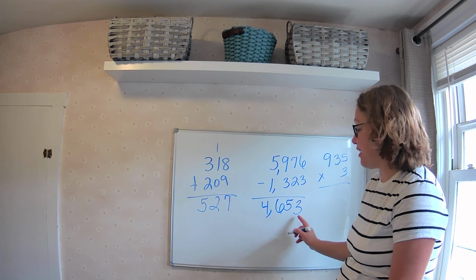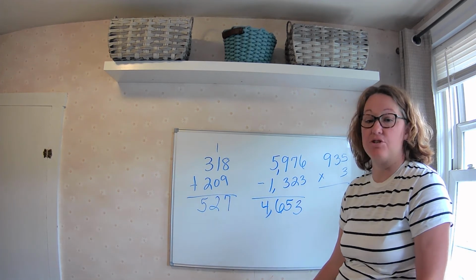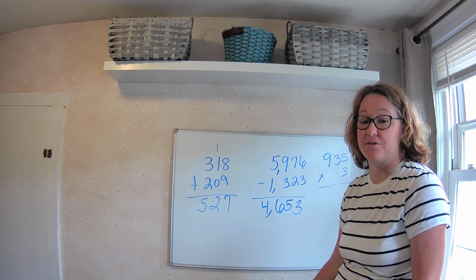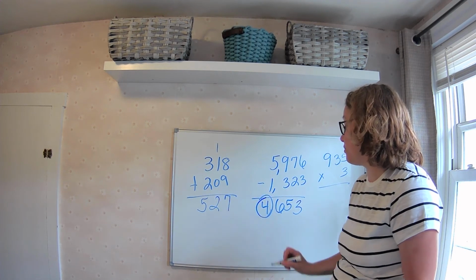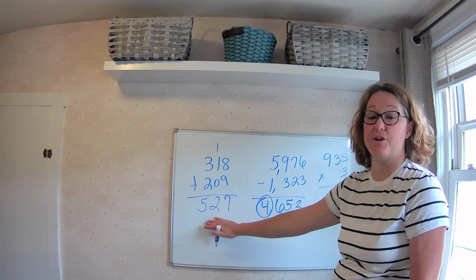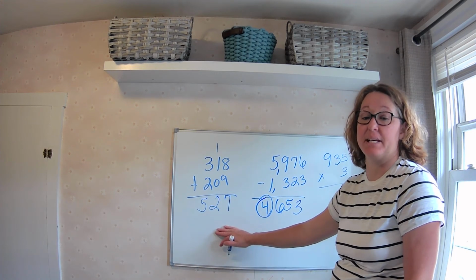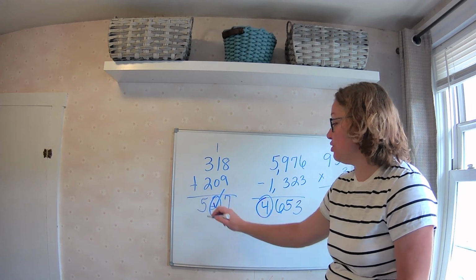4,653. If I was in this question and just say 4,653, and I asked you which one was in the thousands place, which number would you tell me was in the thousands place? Very good. The 4. The 4 was in the thousands place. Let's go back over here to the sum, 527. Which number is in the tens place? If you said 2, then you are correct. The 2 is in the tens place.